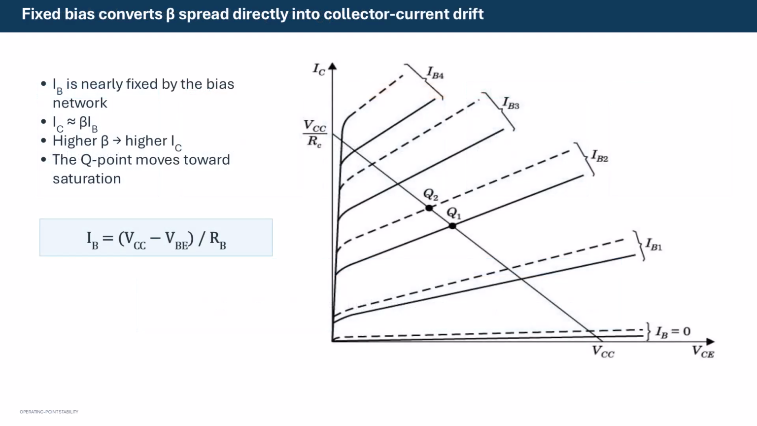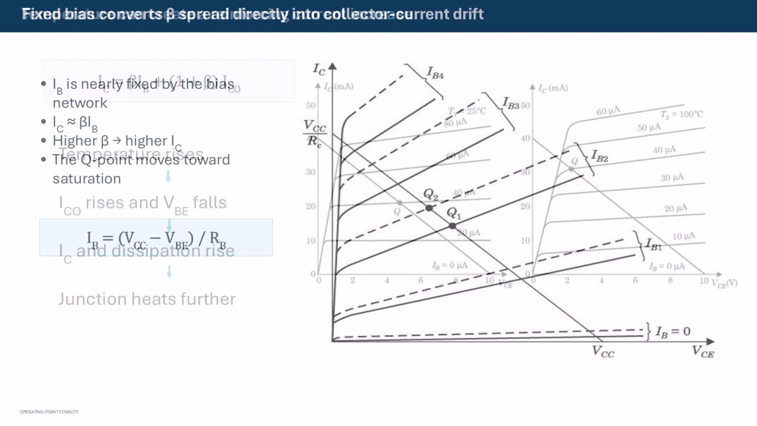In fixed bias, the base current is set mainly by the supply, base emitter voltage, and base resistor. Neglecting leakage, collector current is beta times base current. Therefore, when the base current remains nearly fixed, a higher beta replacement transistor produces a higher collector current. The output characteristic plot shows the operating point moving from Q1 to Q2 for the same base current setting.